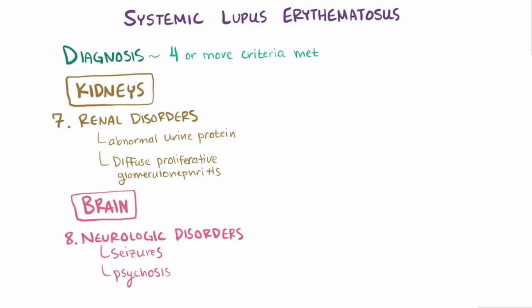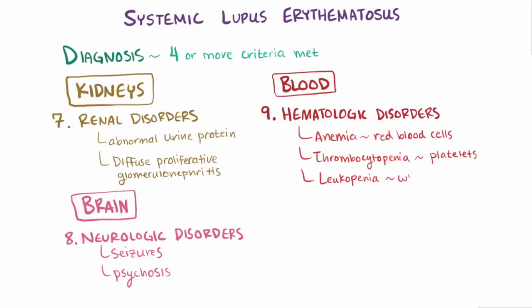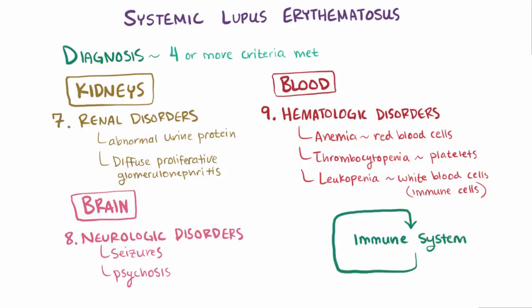Sort of along the same lines, patients can have autoantibodies against components of the blood, causing various hematologic disorders. For example, they'll get anemia if blood cells are targeted, thrombocytopenia if platelets are targeted, and leukopenia if white blood cells or immune cells are targeted. And that last one's kind of a mind-bender because it means that your immune system is attacking your immune system.